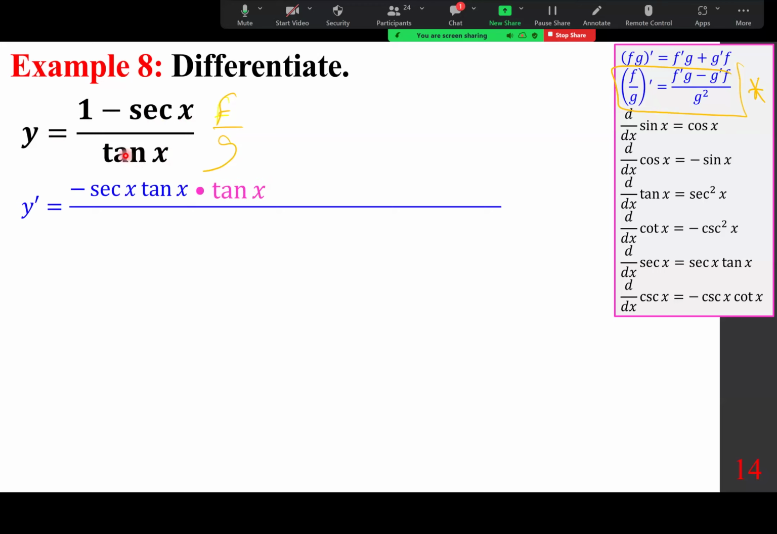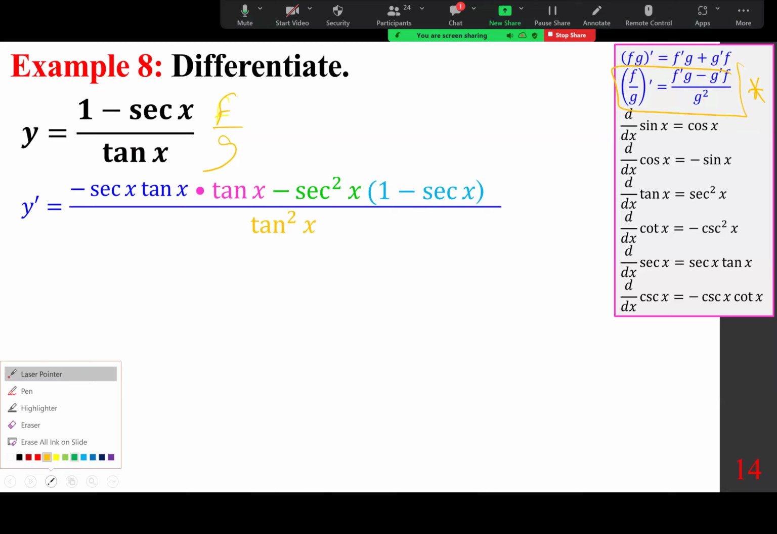minus g prime, the derivative of tangent is secant squared, so minus secant squared, times f, the top, you just put this here, put this one here, 1 minus secant x, and then over g squared. Just repeat that down here and make it squared, so tan squared. And believe it or not, again, let me put an asterisk next to it because it's important to see that you are done with calculus right here. The rest is your algebraic techniques, knowledge of trigonometry, you name it.